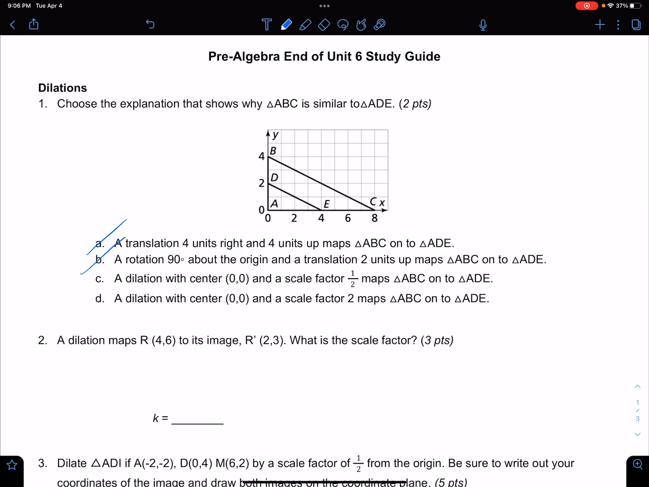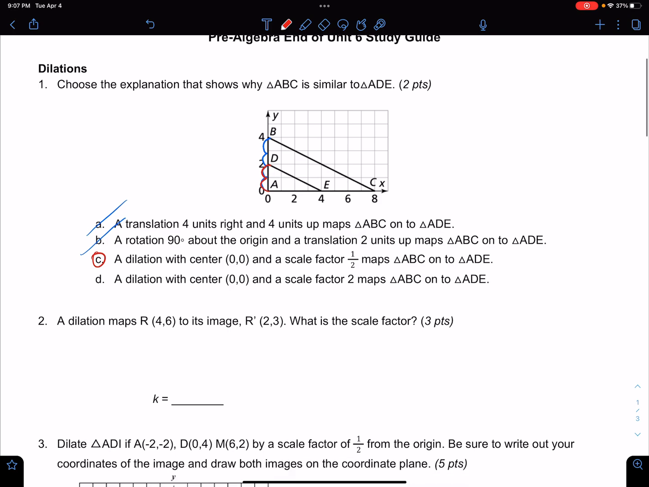or to ADE. So I know this one is 1, 2, 3, 4 tall, and ADE is 1, 2 tall. So I can say that is half as big. So all these are half. Okay, so the answer is C.